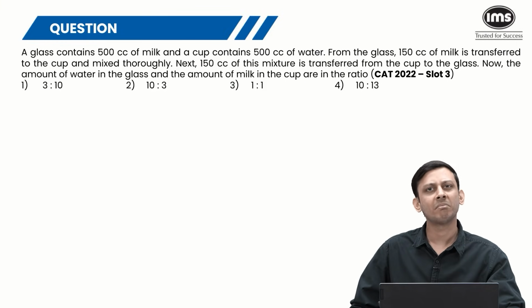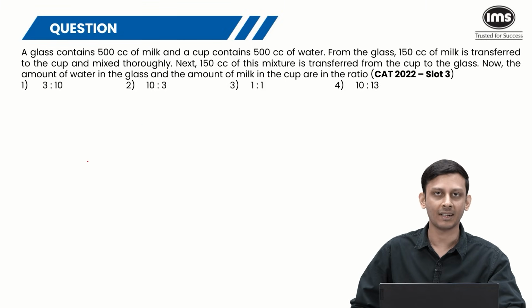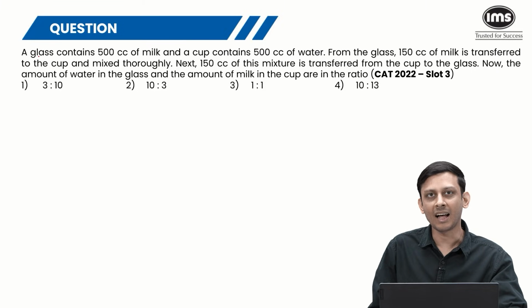Now the question doesn't seem to be very complicated, but the thing is, if we start solving it using the traditional method, it will become time-consuming, calculative, and we will be at a disadvantage in the CAT. So first I'll show you the problem with the traditional method, and then we will see the best way of solving this question.